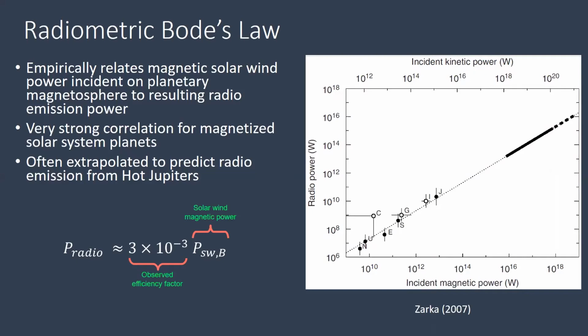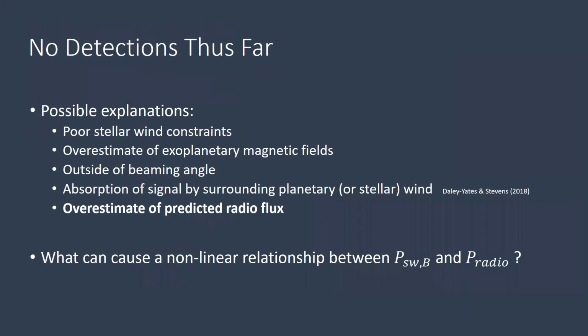That looks quite promising, and so people have extrapolated that to the regime of hot Jupiters. As you move your Jupiter closer to your star, you increase the incident magnetic power of the solar wind, and so you get these really high radio powers as a prediction. Some of these even fall within the detectable range of current radio telescopes, and that's very exciting. There have been a handful of observation campaigns looking for such signals, and yet so far we have not found any.